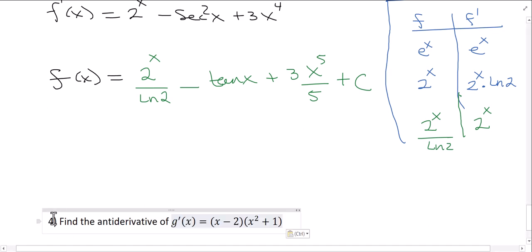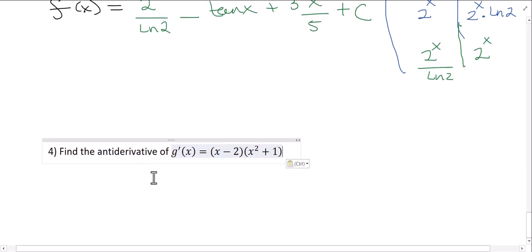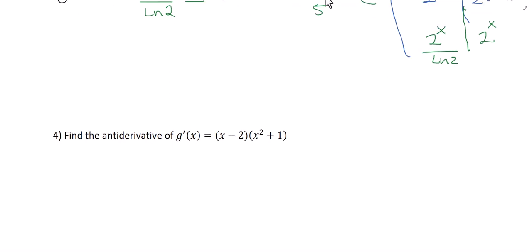So let's try our fourth example. Find the antiderivative of g prime of x equals this product. Because I'm taking the antiderivative, I don't have any sort of product rule or anything like that. So this is what I'm talking about. You have to make sure, what are you doing? Are you taking the derivative or the antiderivative? Here I'm taking the antiderivative.